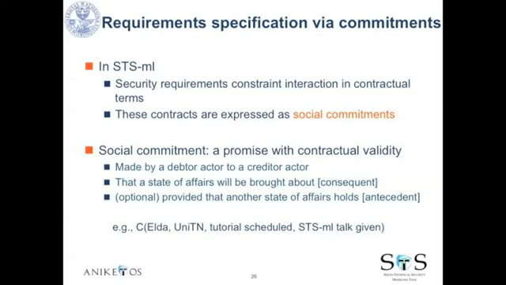To give you an example, don't get lost with these details, what is important is to have an idea of how we capture security requirements once the modeling is done and the security needs have been expressed. So a commitment would be from my part to University of Trento or to Paolo and to you all, that if the tutorial is scheduled, then a talk will be given with respect to this modeling language.